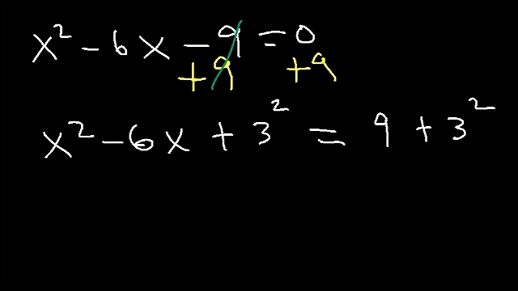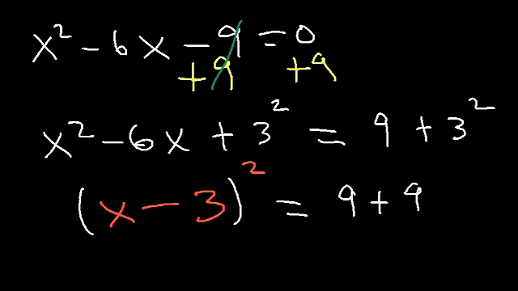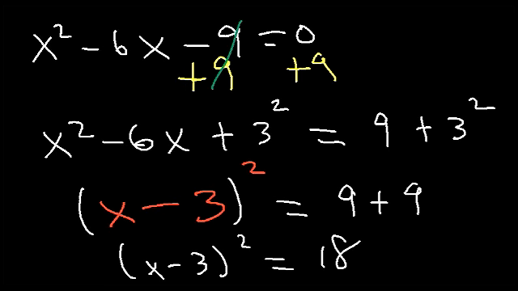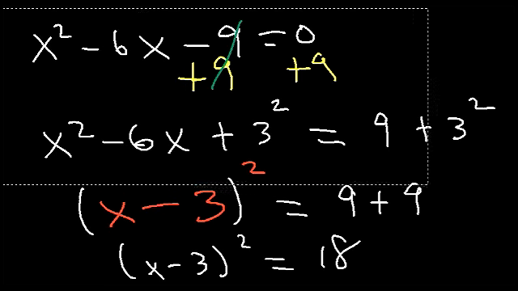So how can we factor the expression on the left? It's going to be x minus 3 squared. It's always going to work that way. Now, 3 squared is 9, and 9 plus 9 is 18. So now let's make some space.